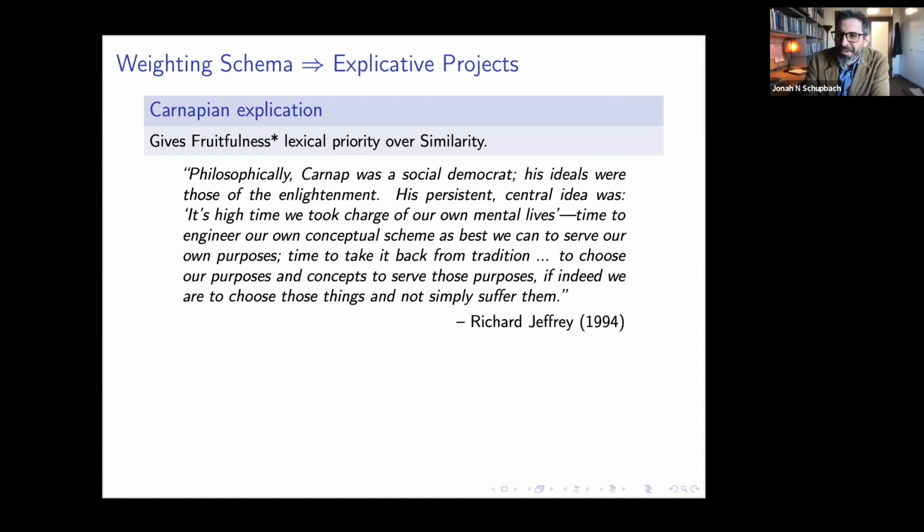Notice already here a more general idea of fruitfulness than Carnap's is automatically coming out in Jeffrey's own thoughts. Jeffrey talks about engineering a conceptual scheme in order to serve our purposes, not necessarily talking about our purposes being the statement of general laws and logical theorems. So there's an easy move to get beyond Carnap's own idiosyncratic thoughts on explication waiting here for us, and that is to think of fruitfulness more broadly than Carnap himself thought of fruitfulness.